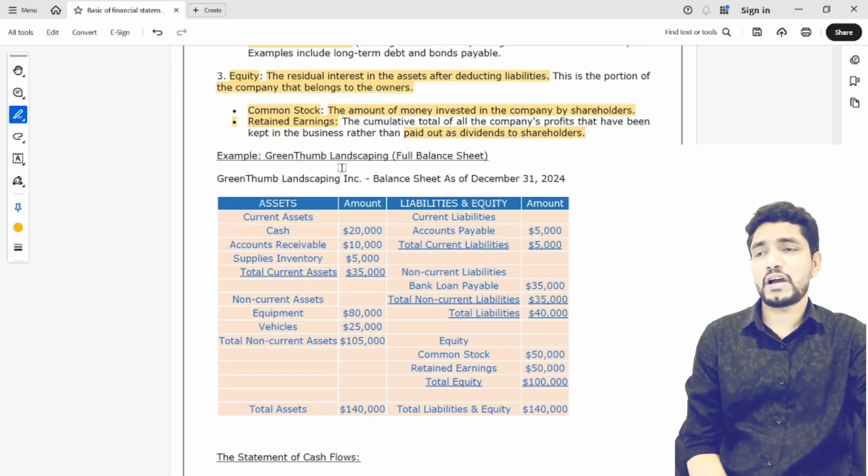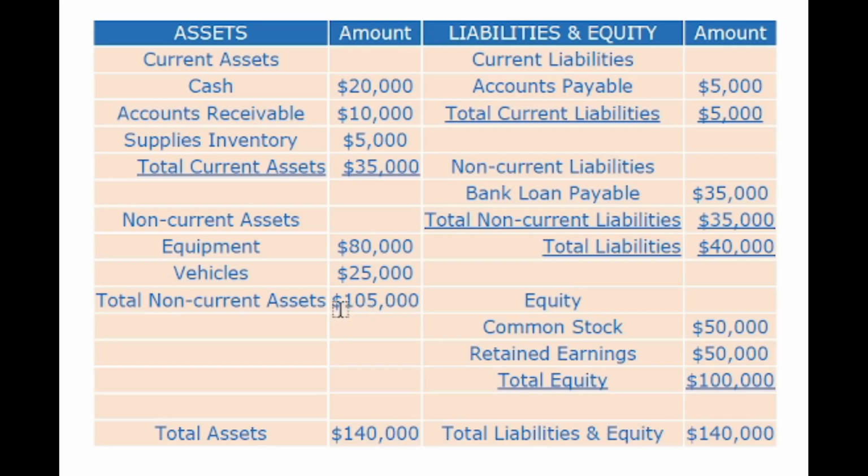We'll see an example for a balance sheet. Here you can see the current assets. This is the asset side. Here you can see the current assets like cash, accounts receivable, inventory. So you can see the total current assets. The non-current assets like equipment, vehicle. So you can see the total non-current assets. The total asset value is 140,000.